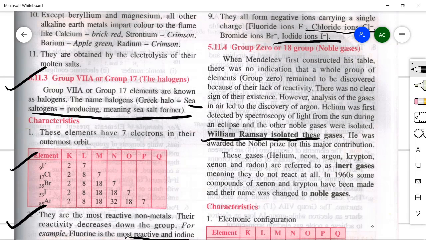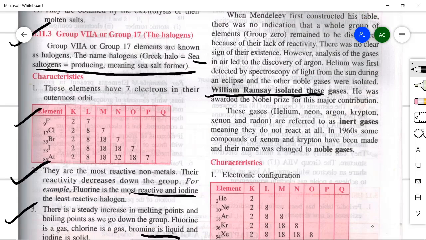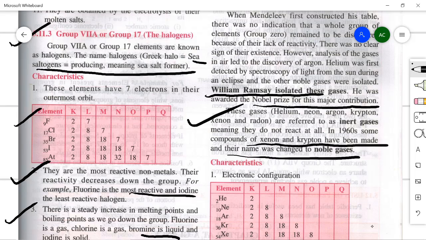So first William Ramsay came to know that these are some gases, and he won the Nobel Prize for this major contribution. These are the names of the gases. Some compounds of xenon and krypton have been made and their name was changed to noble gases.